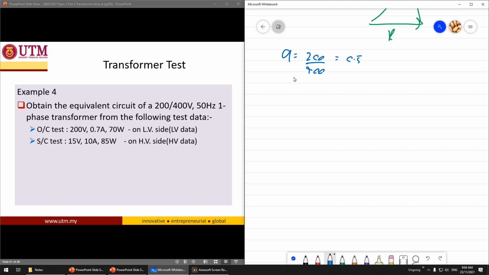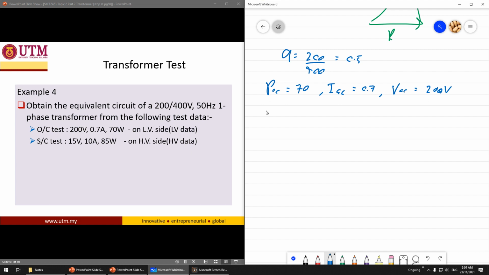Okay, and one phase transformer from the data. Okay, so open circuit test, OC. So from this, basically POC equals 70 watt, IOC equals 0.7, VOC equals 200 volt. Okay, so basically from this you use the formula.